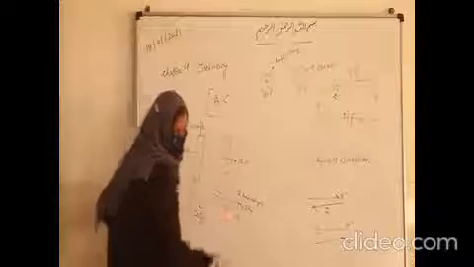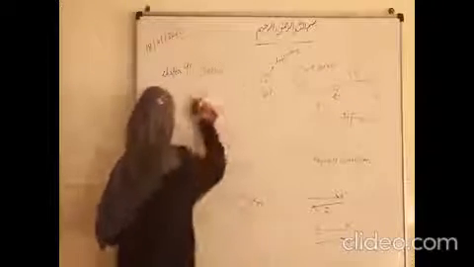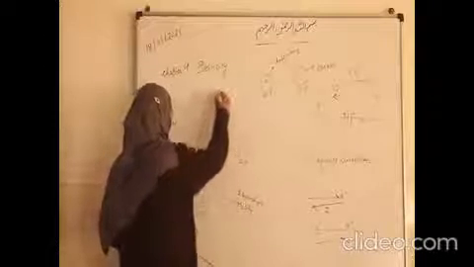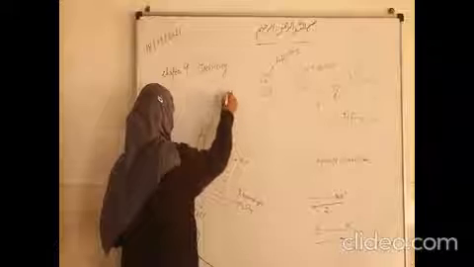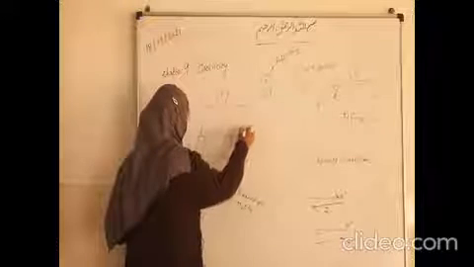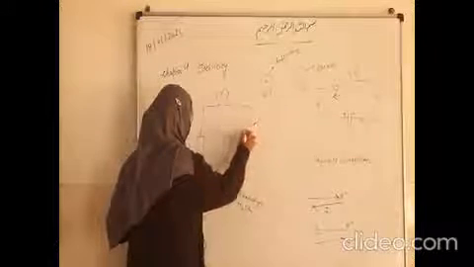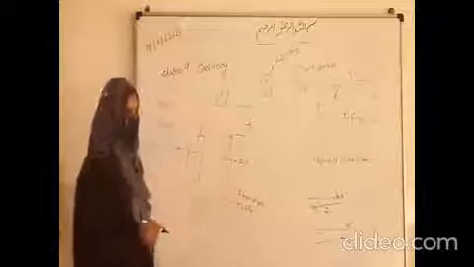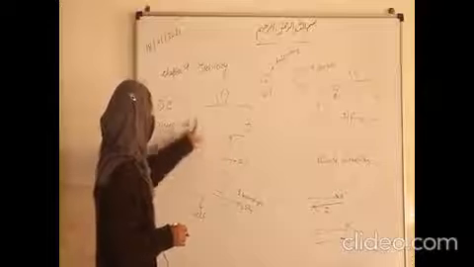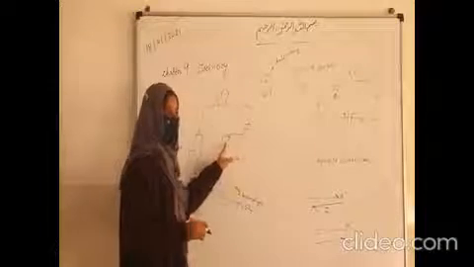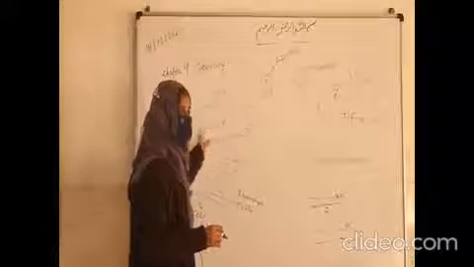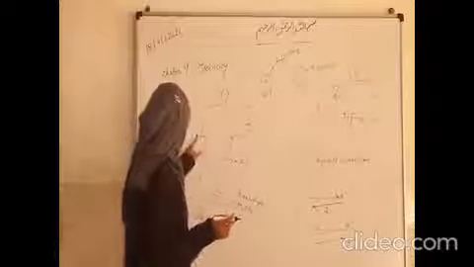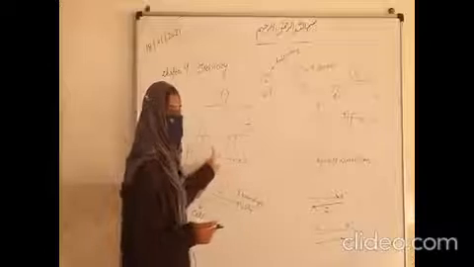So if you connect a wire through this cell, what will happen? Current will flow and this bulb will glow. Why? Because current will flow from positive to negative. And this will continue for a limited period of time. Limited period of time means what? This will continue until both the levels become the same.